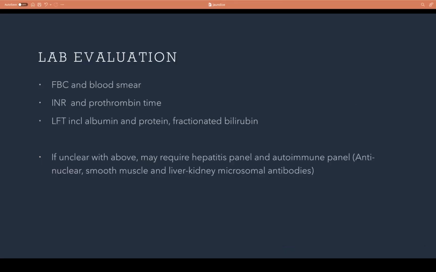What are we going to order for bloods? We want a full blood count and a blood smear. We're going to see if there is any sort of anemia going on that could cause our jaundice picture. We want to have a look at coags, which could really identify the function of our liver. Our liver function panels, including fractionated bilirubin, of course. And if suspected on clinical history, or if the above investigations are unclear, it's important to consider a hepatitis panel or an autoimmune panel looking for autoimmune hepatitis as well.